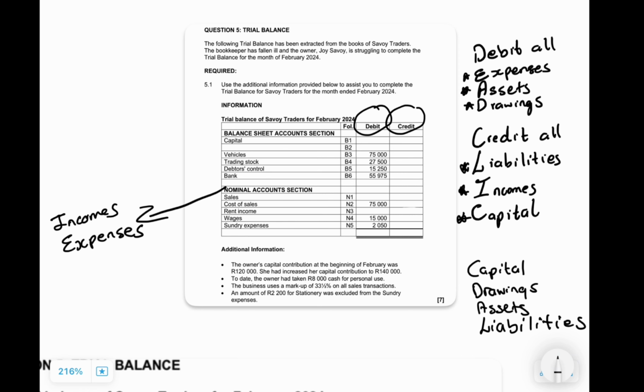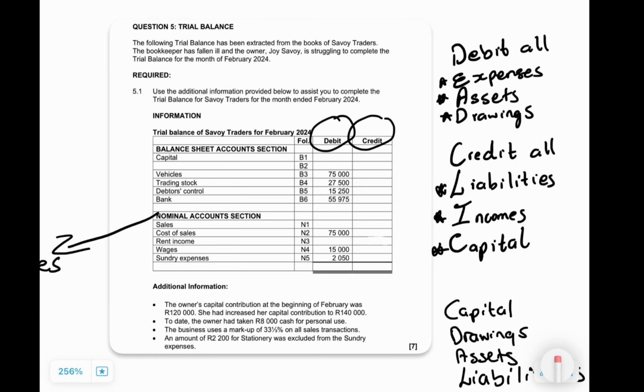Let us look at our trial balance that has been given to us. If you look at your capital, there is no amount for capital, which means they will give you additional information on how to get your capital amount. And then we have other accounts that already have the amounts in the trial balance. So let us get straight into our additional information to see what they are saying.